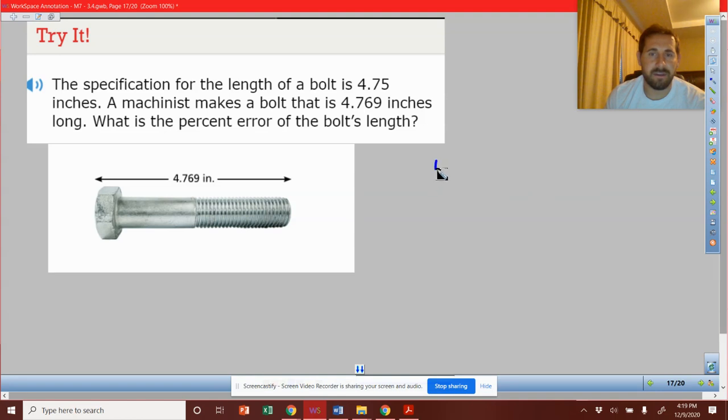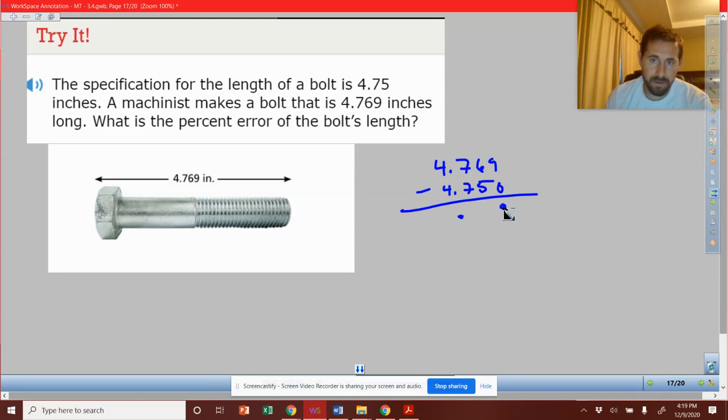So we take what we have and we minus what we want and we find that difference. So we're going to end up getting 0.019. So this is the amount that it's off by. Very small percentage, but if you're building and you have this type of error, you may not be able to operate with this tool or get it to function the way it needs to.